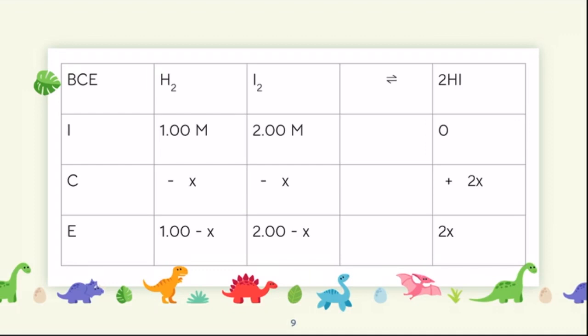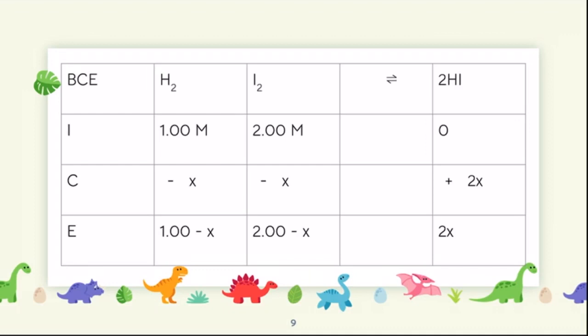In the next row, we have the change in concentration. Since the coefficients of both H2 and I2 are 1, we have negative x and negative x. Since the coefficient of HI is 2, we have plus 2x. So in the E row, we just combine the I and C from the previous row. So we get 1 minus x, 2 minus x, and 2x.